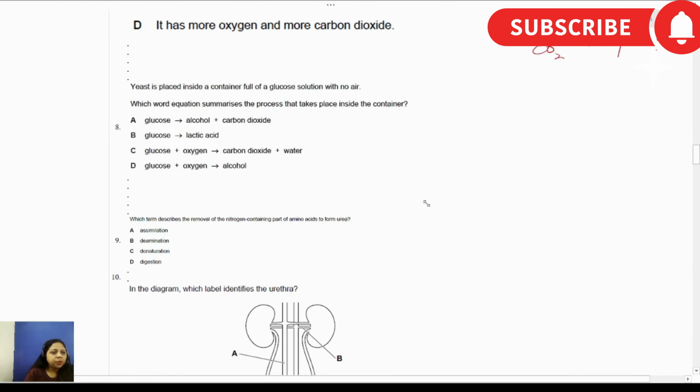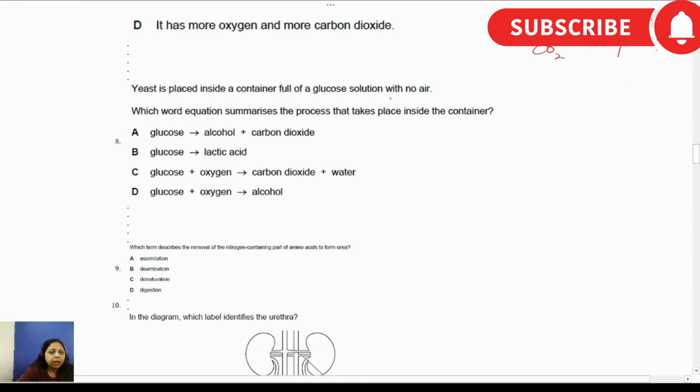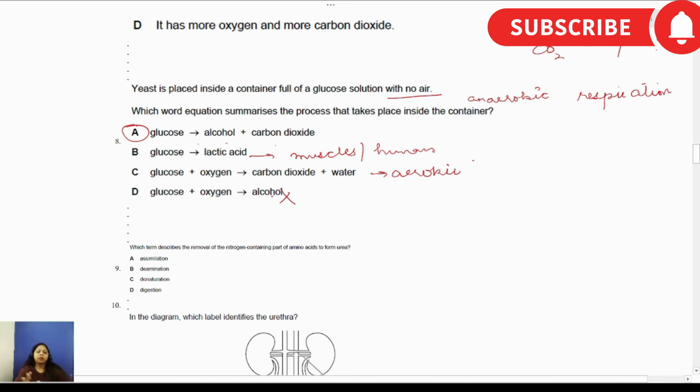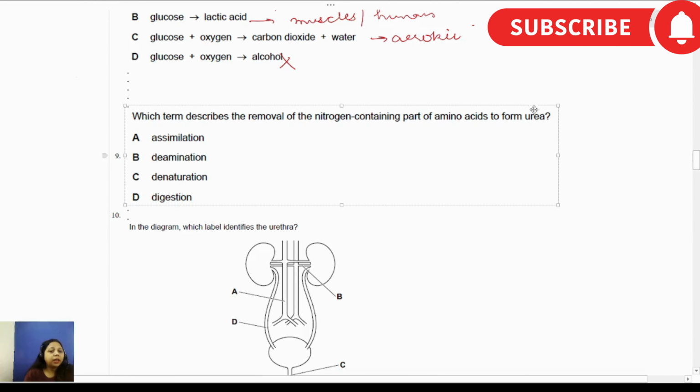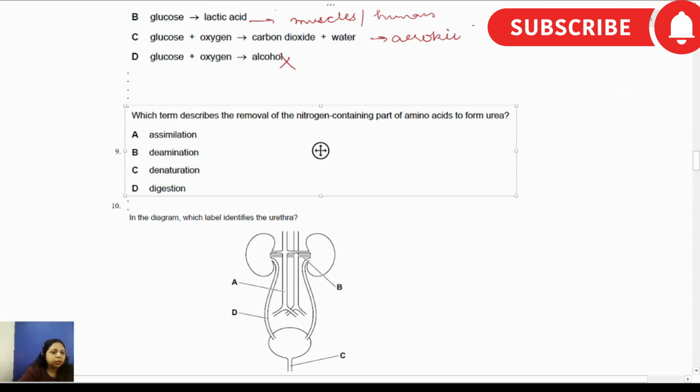Next question. Yeast is placed in a container full of glucose and no air. It means it is anaerobic respiration. So which equation shows the anaerobic respiration in the yeast? The answer is A. The glucose is converted into alcohol and carbon dioxide. This B is taking place in the muscles, basically in humans. This next one is the aerobic respiration, not the anaerobic one. And this one is completely wrong, not a respiration equation. What term describes the removal of the nitrogen-containing part of urea? Good. Deamination.